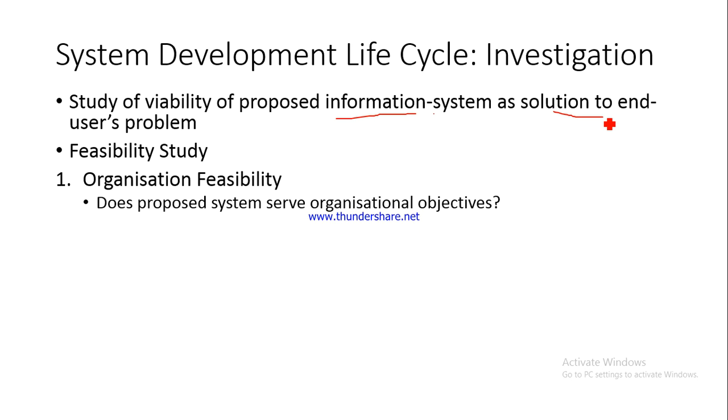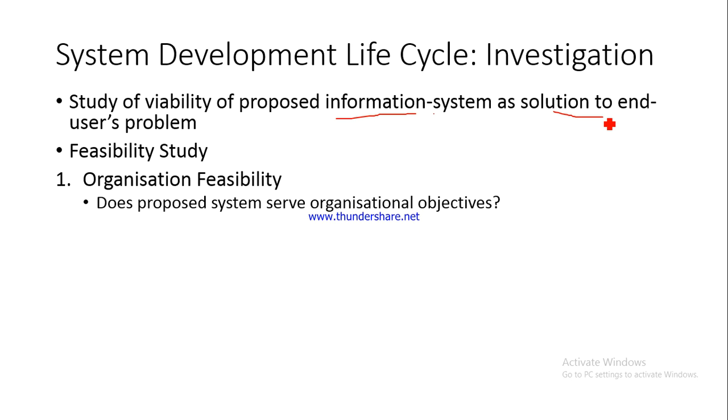Just the example that I took just a little while ago. If the new information system helps the organization get a clearer picture of which particular brand is generating more profit for the organization, then naturally it is fulfilling the organizational objective, because now the organization can decide which particular brand to allocate more resources to.